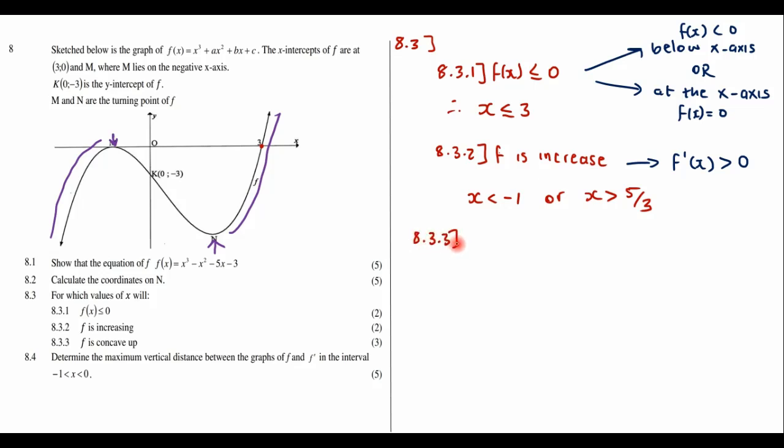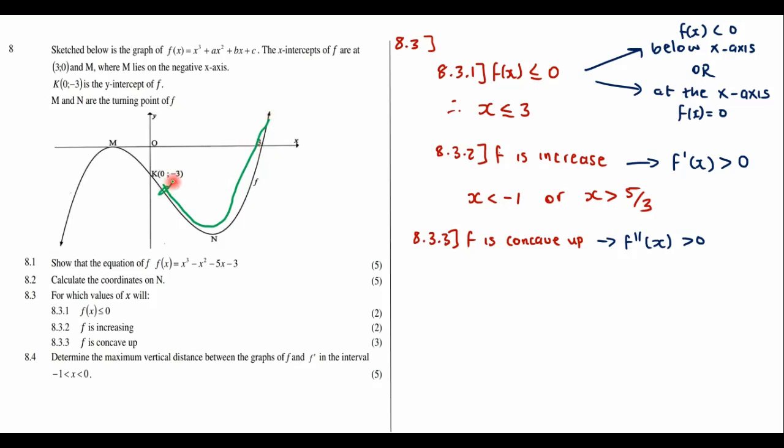Now I'm going to go to 8.3.3. It says f is concave up. So what does concave up mean? Concave up means that the second derivative is greater than 0. According to the diagram, it means where the graph is smiling, right? Looking at this, I will see that this graph is smiling starting somewhere there. But the problem is that I'm not sure what the actual value is where it starts.